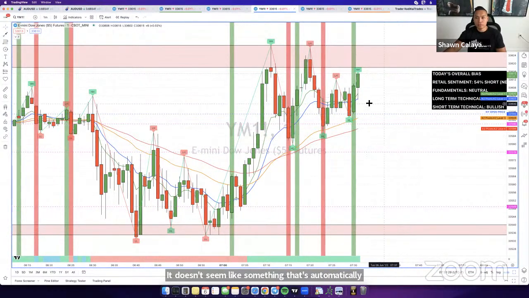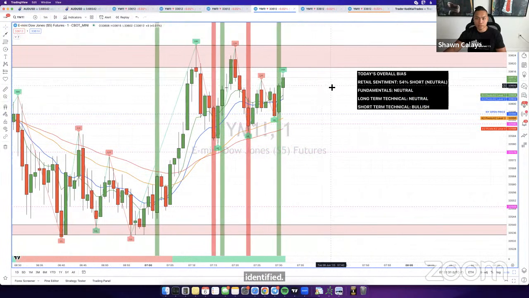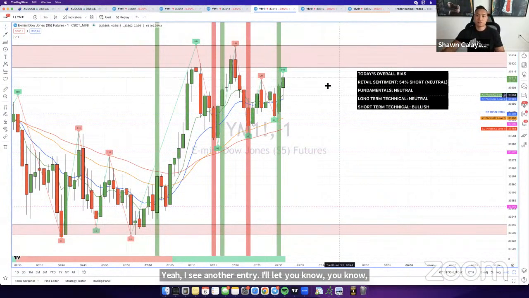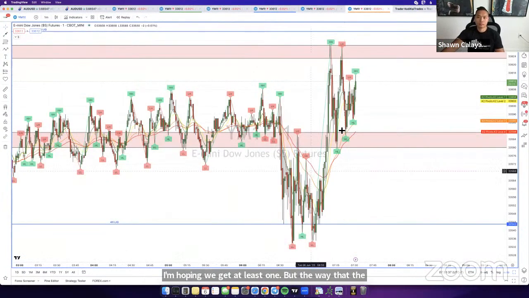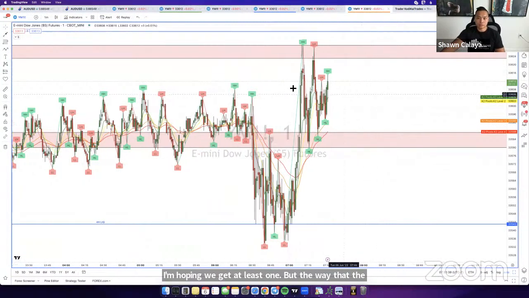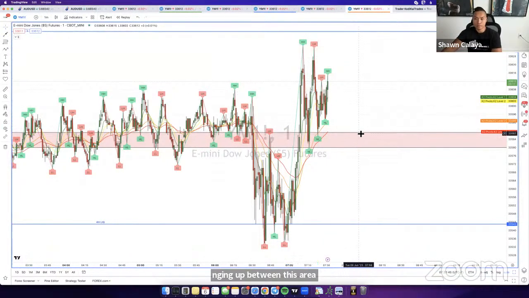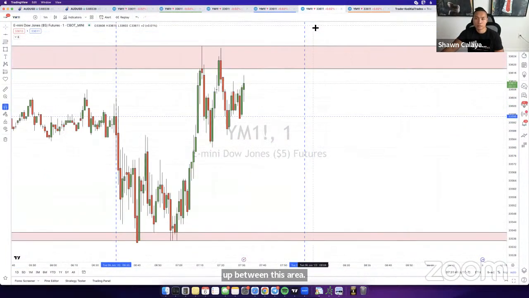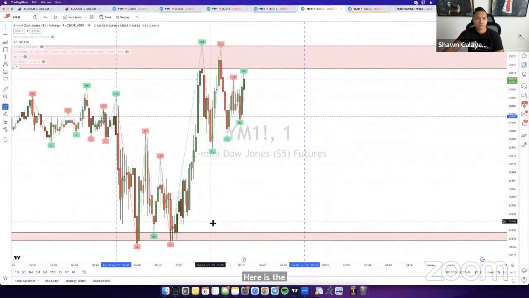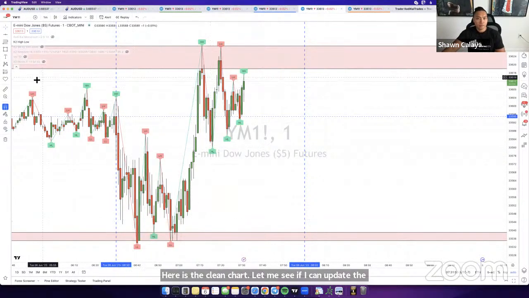If I see another entry here, I'll let you know if it's a clean entry or not. I'm hoping we get at least one, but the way the market's currently moving, it's hard to tell. Price is just ranging now between this area. I'll clean this up. This is liquidity. Here is the clean chart. Let me see if I can update the zone. Well, the zone's pretty much the same. There's just not much going on here.